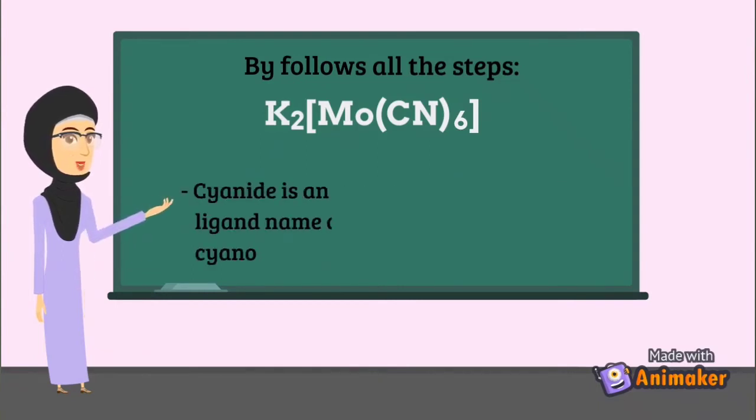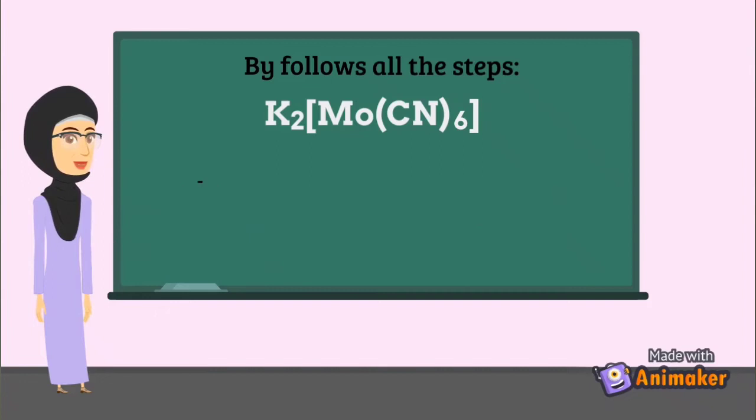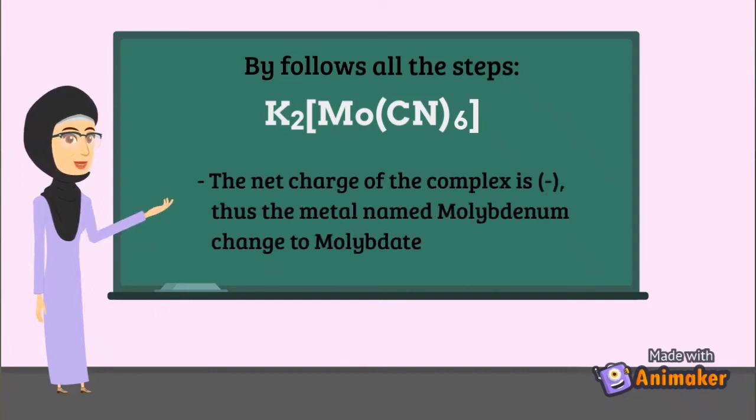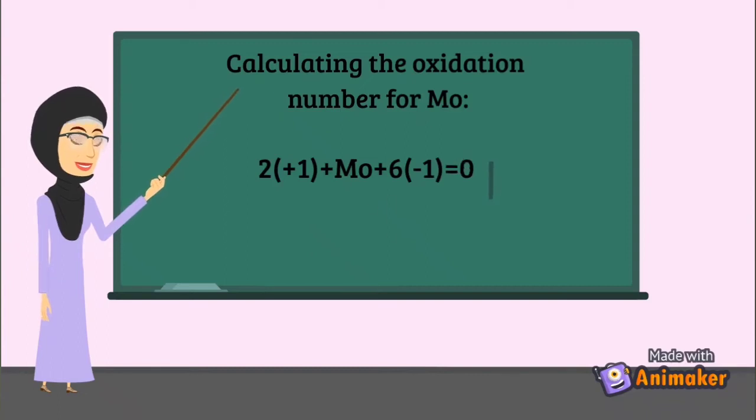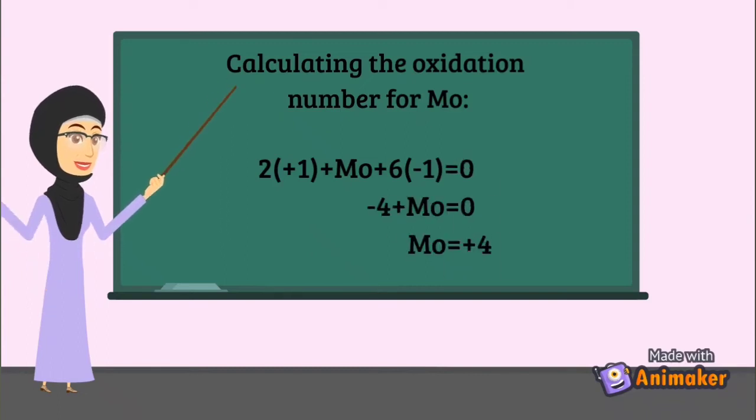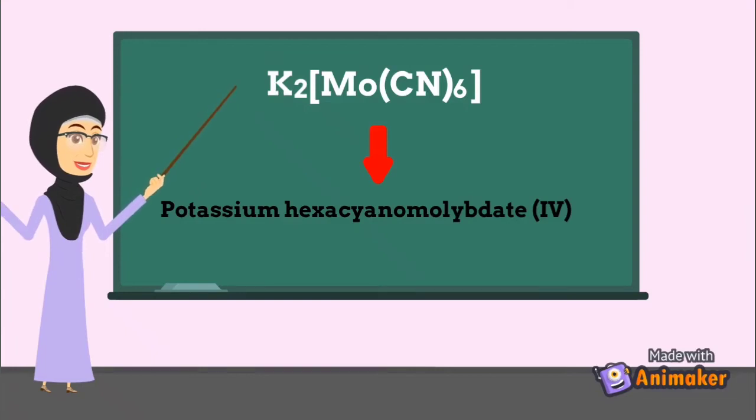Cyanide is an anionic ligand, thus the ligand name changes from cyanide to cyano. The net charge of the complex is negative, thus the metal named molybdenum changes to molybdate. Next, let's calculate the oxidation number for molybdate. 2 times 1 plus molybdate plus 6 times negative 1 equals 0, since the overall compound is neutral. The charge for molybdate is positive 4. Hence, the name of this coordinate compound is potassium hexacyanomolybdate 4.